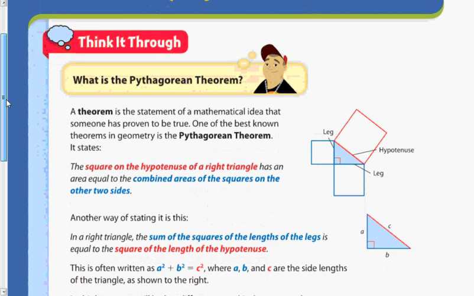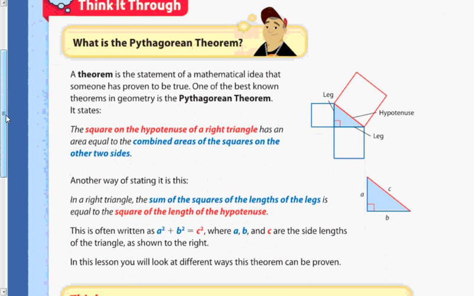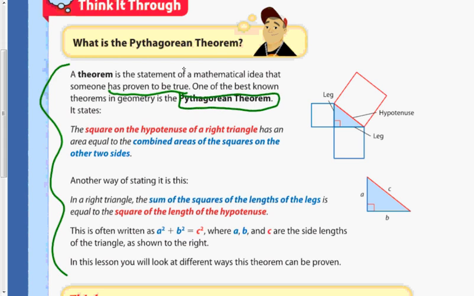So if you read along here, this top chunk gives us a good little overview of what it is and what it means. So it says a theorem, because it's called the Pythagorean theorem. A theorem is the statement of a mathematical idea that someone has proven to be true. So it's been proven true. One of the best known theorems is called the Pythagorean theorem. That's what we're all about here today in these next two lessons. So, the square of the hypotenuse of a right triangle has an area equal to the combined areas of the squares on the other two sides.